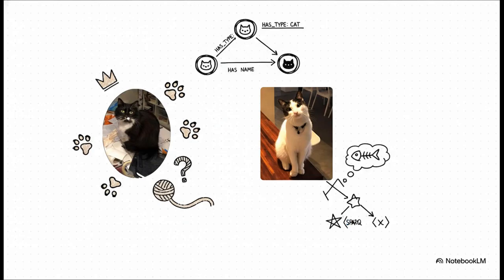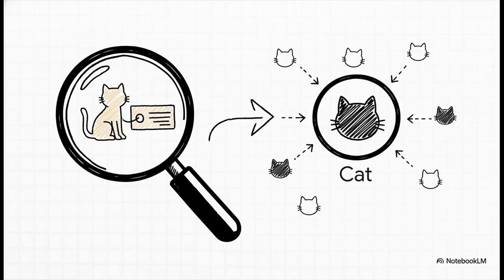So now our tiny data universe has 3 cats in it. Okay, let's write the query to find our feline friends. We start with SELECT. We're asking for 2 pieces of information, and we create variables for them using a question mark. So ?cat and ?name. Now the WHERE clause is where the magic happens.